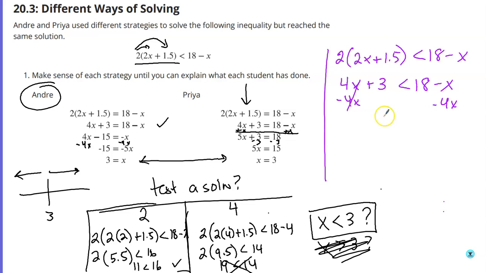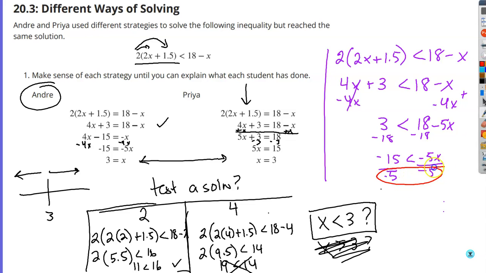So I'm going to show it to you. So then we have 18 negative x minus 4x gives me a total of negative 5x because I'm just adding those together. And then we're going to subtract the 18 to bring it over. So I get negative 15 is less than negative 5x. And so the problem here is he would finish solving this by dividing by a negative 5. And remember, we said if you divide by a negative 5, you have to flip the sign.